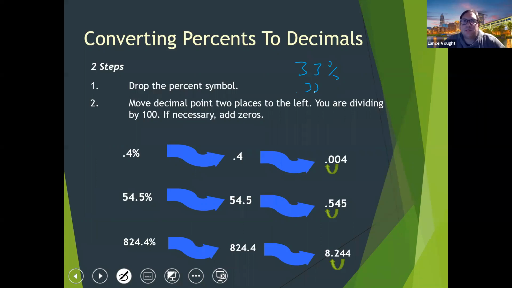So if you had 0.4%, then you would add 2 zeros and the dot, which is why you end up with 0.04. If you convert from 54.5%, then you go over 2 and you end up at 0.545. This intermediary step is just getting rid of the percentage sign. But the real magic is moving over 2 decimal places to the left. And then if you have 824.4%, move over to the left, and then you're left with 8.244.